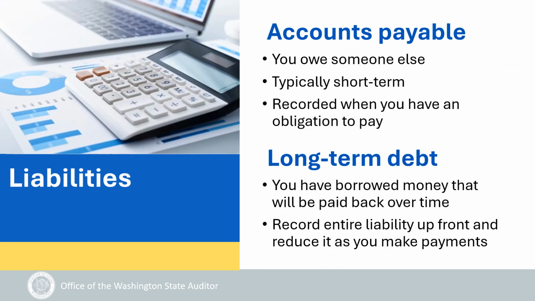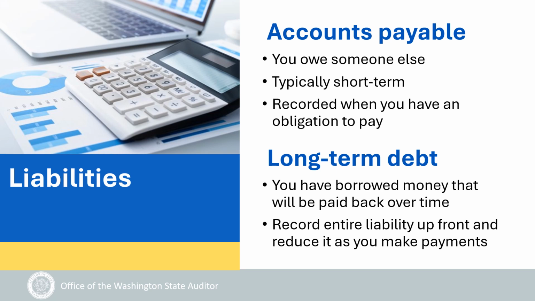Now we'll discuss liabilities. Accounts payable are when you owe somebody else. These are typically short-term. Someone provided you supplies or services and you haven't paid them yet, but you will soon. These liabilities get recorded when you have an obligation to pay someone else. You are obligated to pay after they've delivered the goods or performed the service.